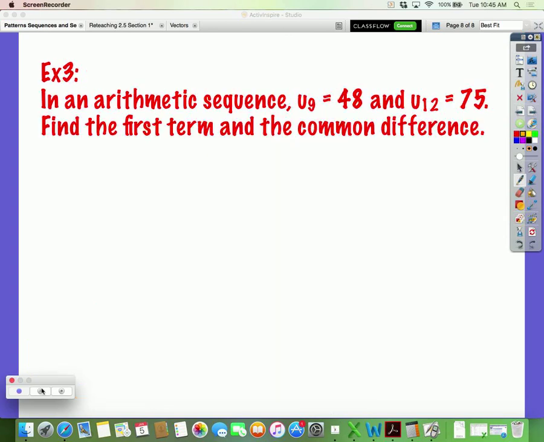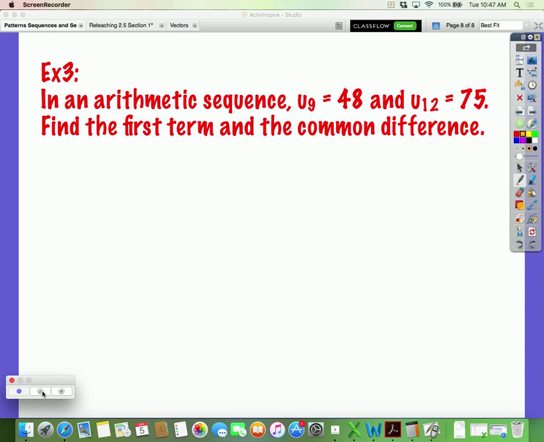Okay, so in this last example, it says an arithmetic sequence, u sub 9 equals 48 and u sub 12 equals 75. Find the first term and the common difference, okay? The way you look at it, basically, you have your 9th term and your 12th term, and we're trying to figure out our first term and our common difference.